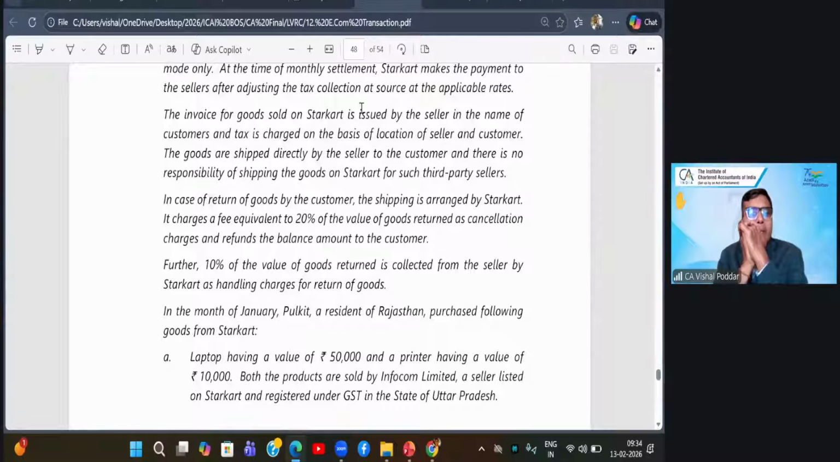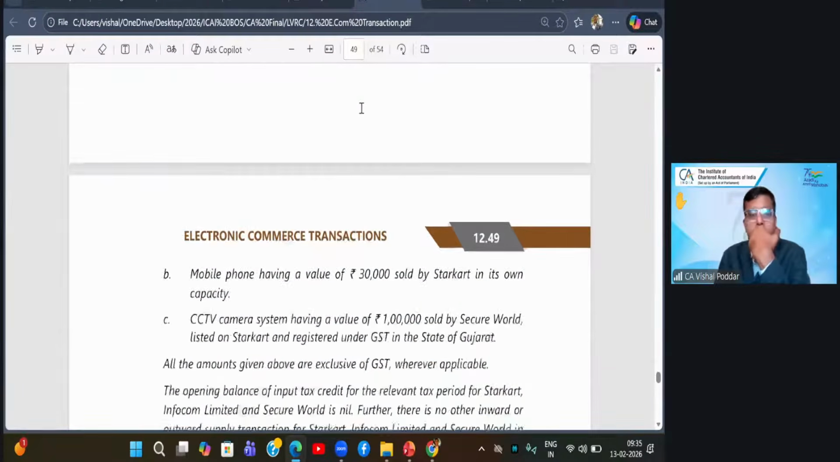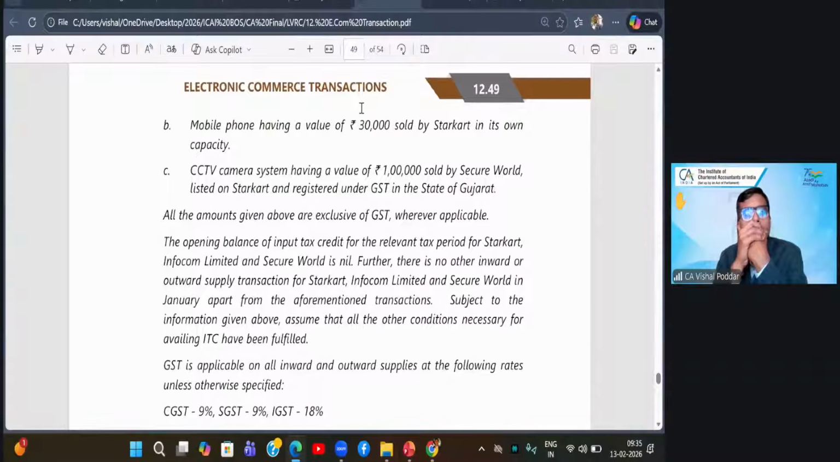In the month of January, Pulkit, a resident of Rajasthan, purchased the following goods from StarCart: a laptop having a value of rupees 50,000 and a printer having a value of rupees 10,000. Both the products are sold by Infocon Limited, a seller listed on StarCart and registered under GST in the state of Uttar Pradesh. Then a mobile phone having a value of rupees 30,000 sold by StarCart in its own capacity. Then a CCTV camera system having a value of rupees 1 lakh sold by Secure World listed on StarCart and registered under GST in the state of Gujarat. So there are 3 sales, out of which one sale is of StarCart's own goods.